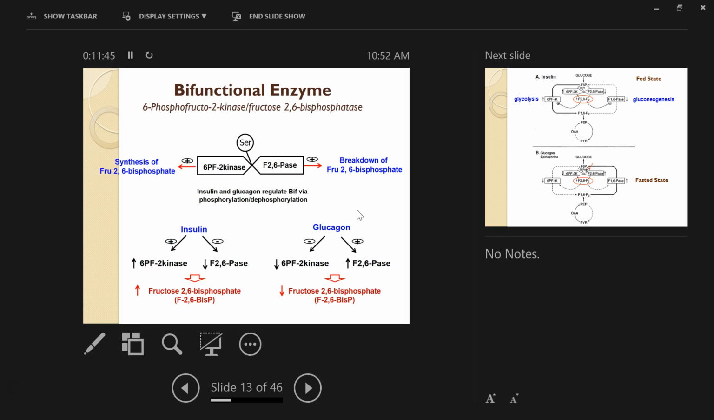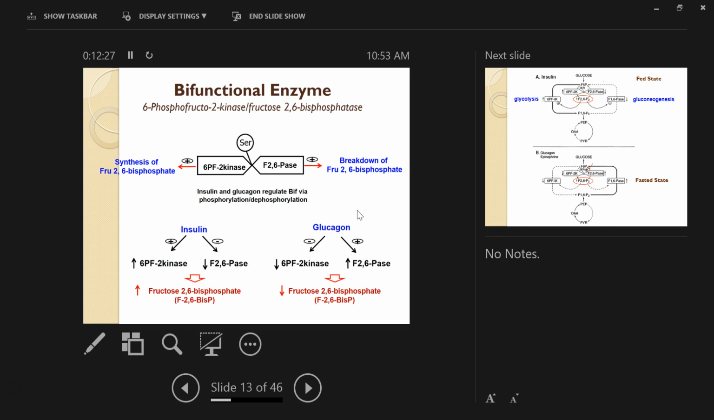Catalyze synthesis, right? Synthesis of fructose 2,6-bisphosphate. So when insulin levels increase in the fed condition, one of the bifunctional enzyme activities increases, which is phosphofructokinase-2, and this kinase basically catalyzes the formation of fructose 2,6-bisphosphate. So basically it increases fructose 2,6-bisphosphate concentration, right? So in the fed condition, when insulin is increased, the fructose 2,6-bisphosphate intermediate levels increase, right?